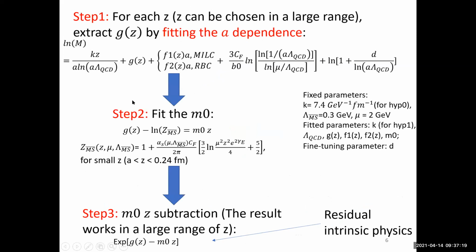However, G_z will contain the non-perturbative renormalon effect. So we must get rid of this renormalon effect. We do this by matching G_z to a continuum scheme, such as the MS-bar scheme. We use this equation to fit the m_0. And it can only be done in a small z window. That is the region where perturbation theory can work. And then we do the m_0 z subtraction to get our final result, the residual intrinsic physics.